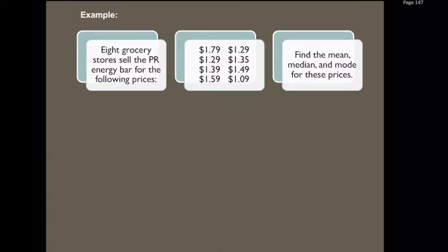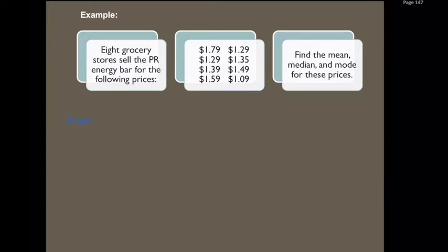All right, so let's go through an example where we can calculate our mean, median, and mode. Eight grocery stores sell the PR Energy Bar for the following prices, and I have them listed here. I need to find the mean, median, and mode for these prices. So the mean is also the average.